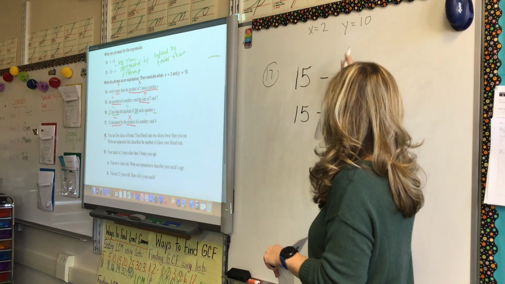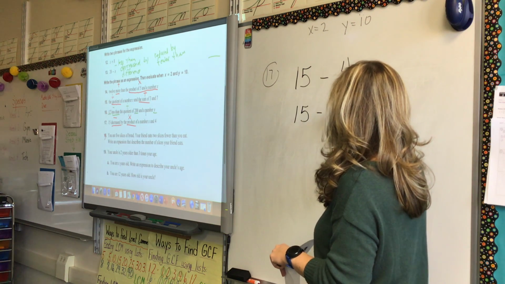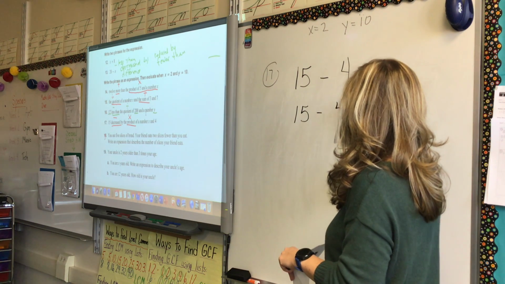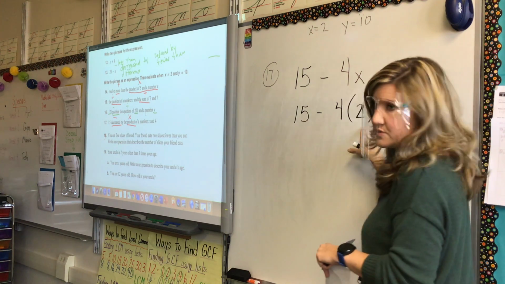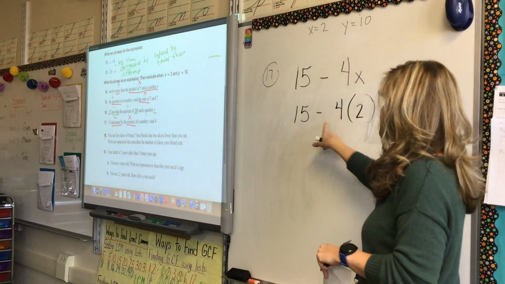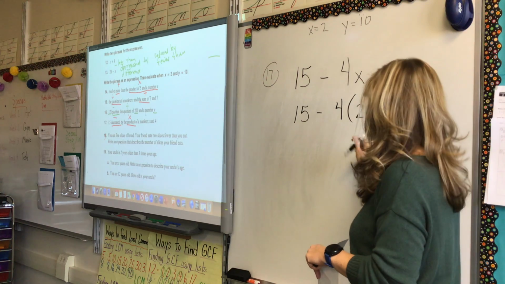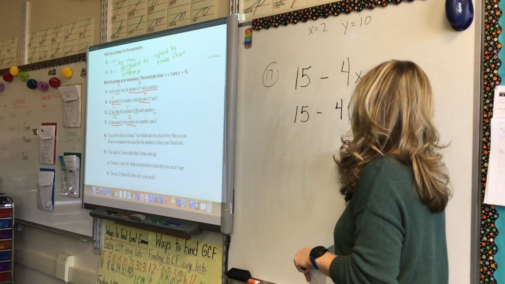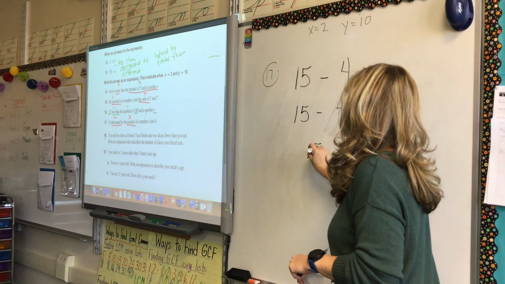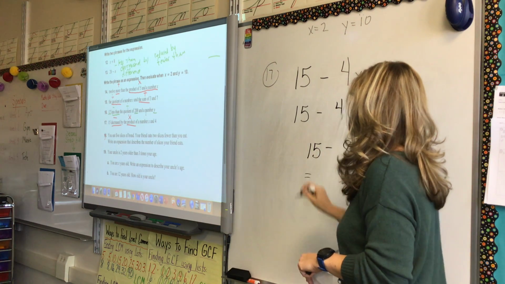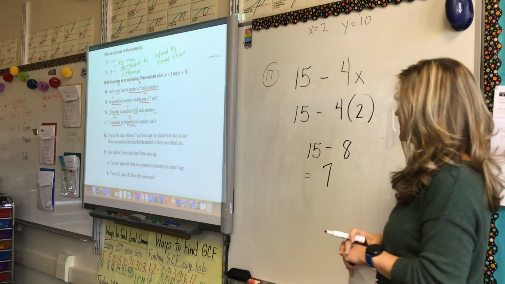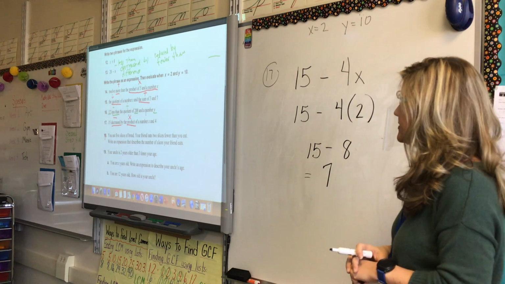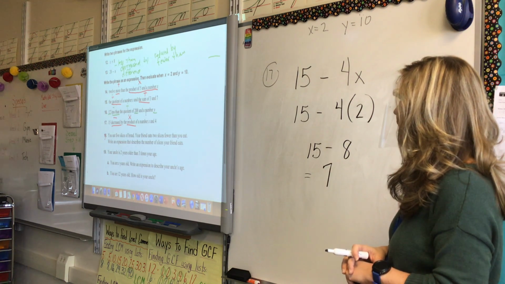What's the x? X is equal to 2. So 15 minus 4 times 2. Do we do the subtraction or the multiplication first? Multiplication. 4 times 2 is 8. 15 minus 8 equals 7. I think we can get this done, Mrs. Wallace. I think so too.